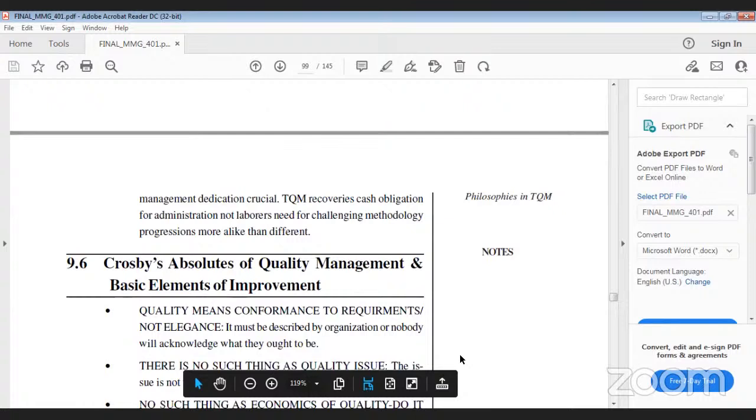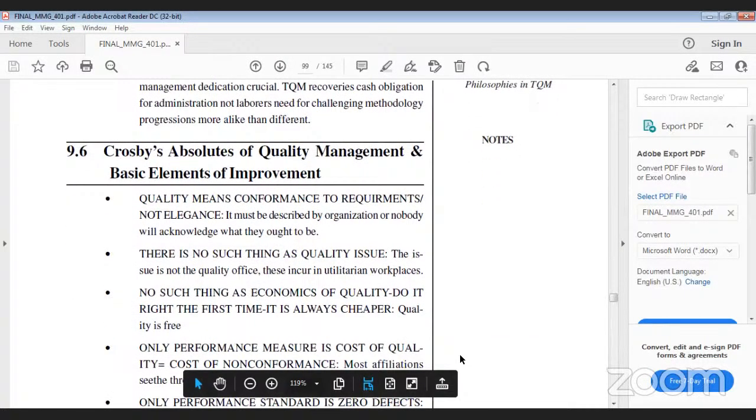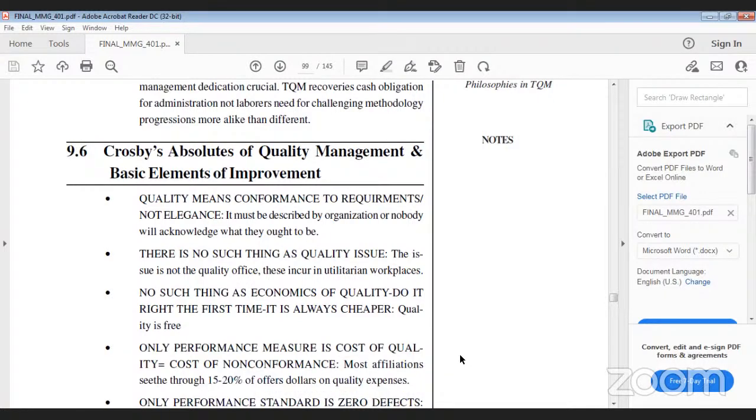There are some Crosby's absolutes of quality management and basic elements of improvement. Here he has given 6 points. Quality means conformance to requirements, not elegance. It must be described as organization or nobody will acknowledge what they ought to be. Then second point is that there is no such thing as quality issue. The issue is not quality office.